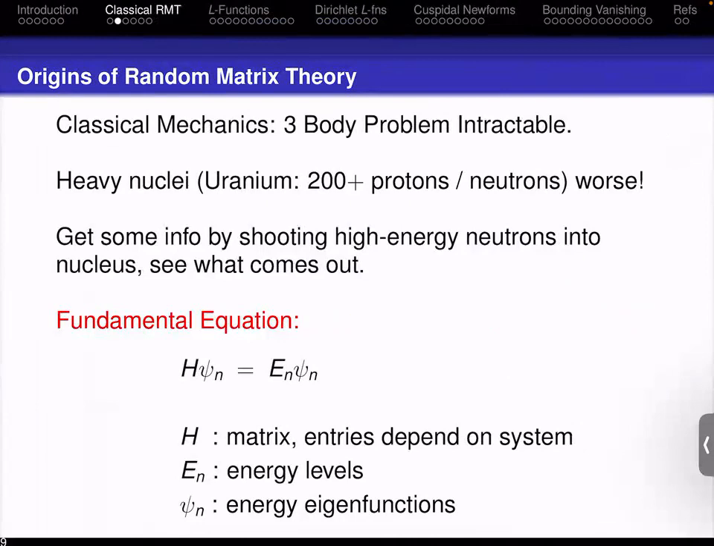So the classical problem is, if I have one point mass in the universe under gravity, no problem. Two point masses under gravity, no problem. Three point masses under gravity, we can no longer do it. So imagine how much worse the nuclear structure is going to be, where you have over 200 protons and neutrons and a far more complicated force of interaction.